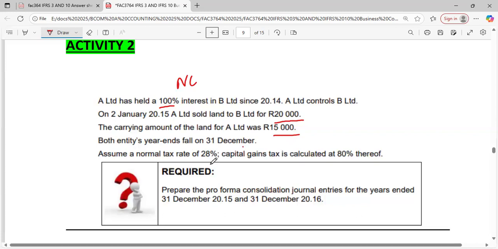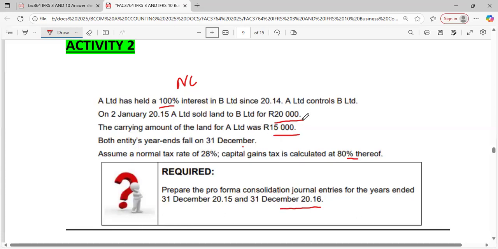Assume a normal tax rate of 28%. Capital gain tax is calculated at 80%. Prepare the pro forma consolidation journal for the year ended 31 December 2015 and 31 December 2016. So which means we need those two journals for 31 December 2015 and 31 December 2016.